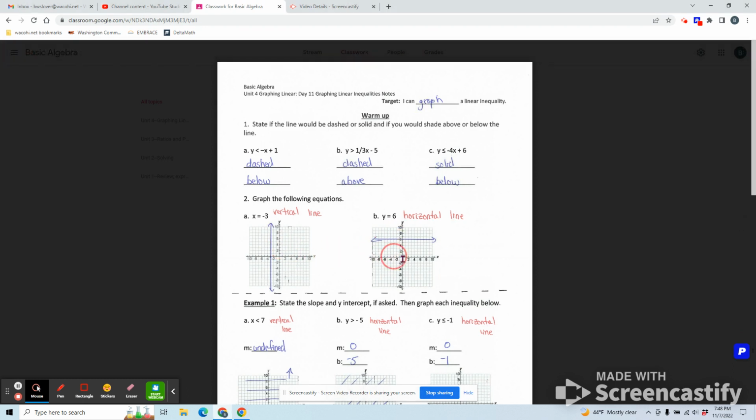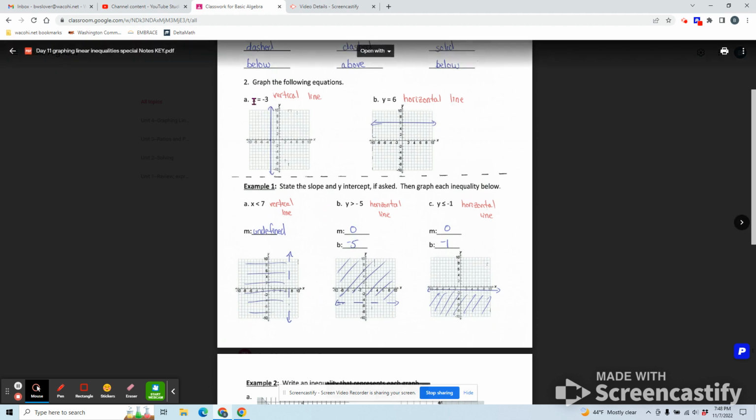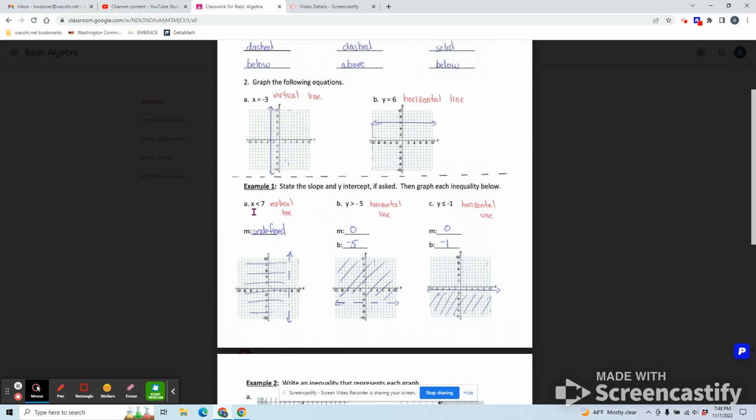So those two are just kind of a review for what we've done, but this is what we're getting into today with our special cases. So example 1 is asking you to state the slope and y-intercept fast, and then graph each inequality below. So I'm going to use this concept up here where I had x equals a constant was a vertical line. It's the same thing here. X and then some inequality symbol and a constant still means I have a vertical line. My slope of any vertical line is undefined.